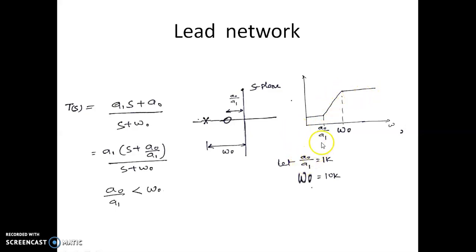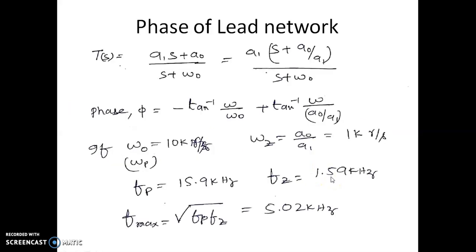So we are assuming let the zero be located at 1 kilo radian per second, let the pole be located at 10 kilo radian per second. This is the expression for the phase of the lead network, exactly the same expression as for the lag network. Only thing is that we're going to assume the zero located at 1 kilo radian per second and the pole located at 10 kilo radian per second, which will again give a maximum at a frequency which is the square root of fp into fz.